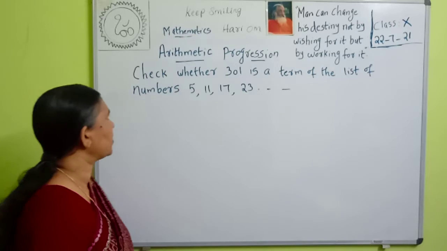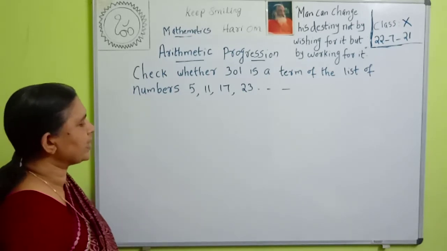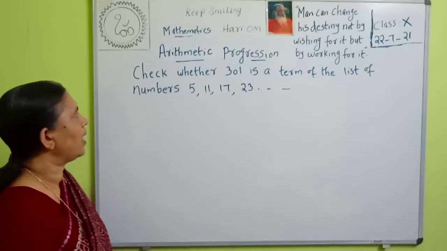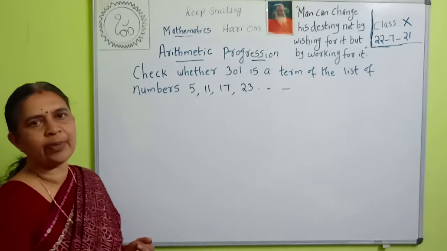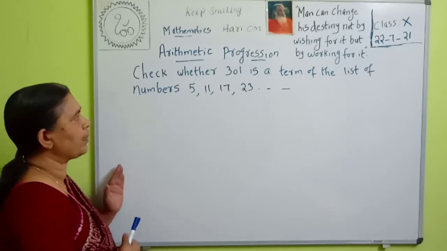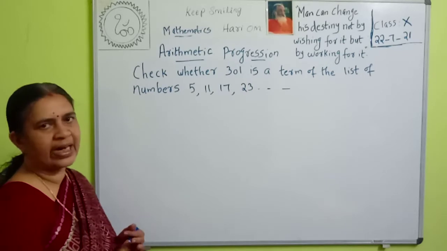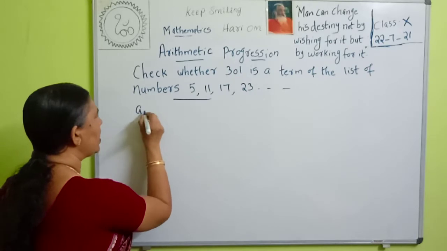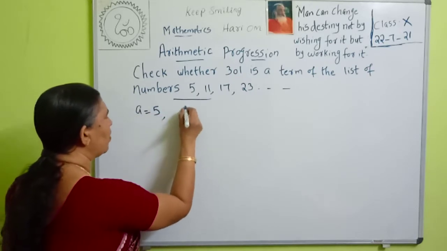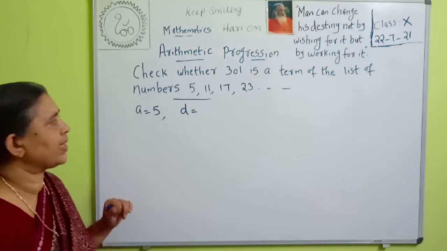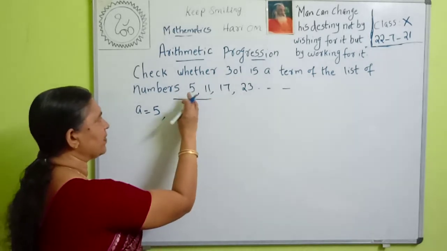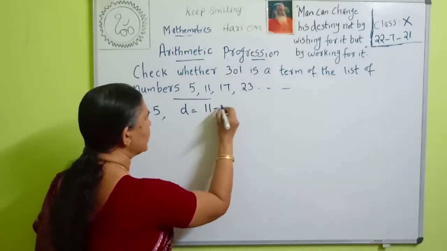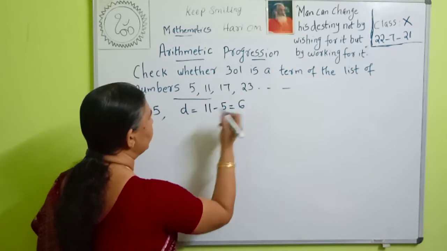First question. Check whether 301 is a term of the list of numbers 5, 11, 17, 23, etc. We have to check whether 301 is a term of the AP. If 301 is the term of the AP, then first we can find the value of n. Here what is a? First term a is 5. What is the common difference? I have to subtract the second term minus first term, or third term minus second term, and you will get the common difference. Then 11 minus 5, that is equal to 6. Here the d is equal to 6.